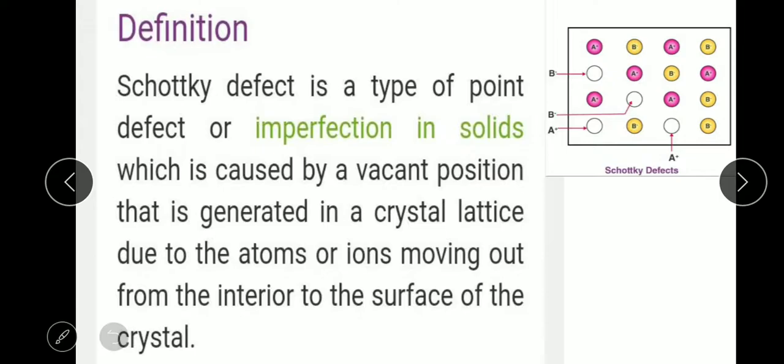Listen, Schottky defect is a type of point defect or imperfection in solids which is caused by a vacant position that is generated in a crystal lattice due to the atoms or ions moving out from the interior to the surface of the crystal.